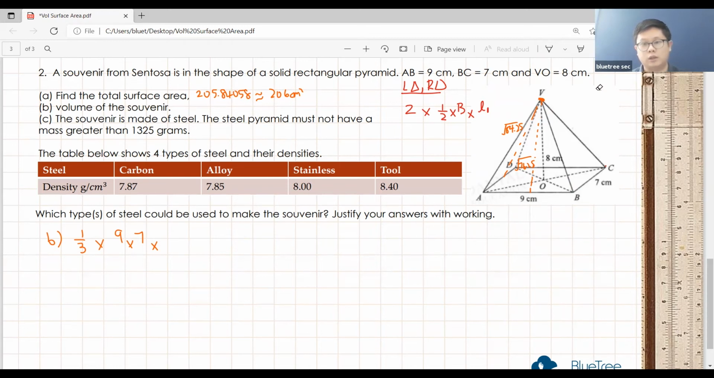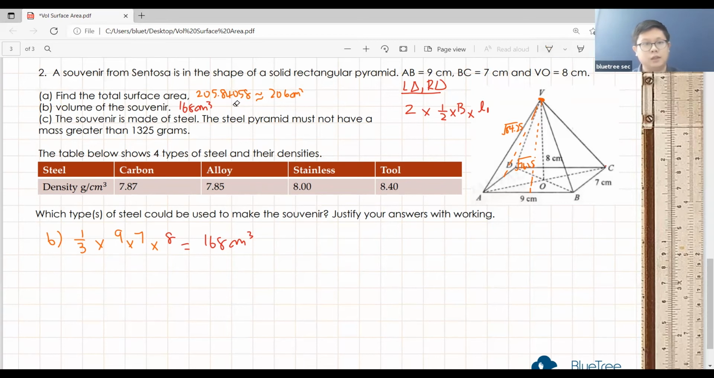All right, so that was 1/3 times 9 times 7 times the height, which is 8, and all of these numbers are already there. This will be a fast one for part B, right? Which is 9 times 7 times 8 divided by 3, 168 cm cubed. This is the exact answer that we still need to round off.